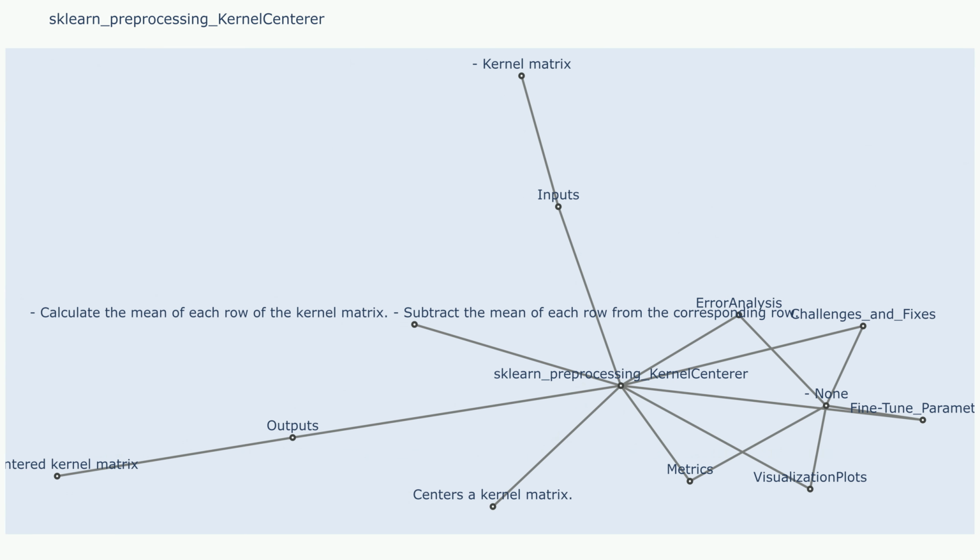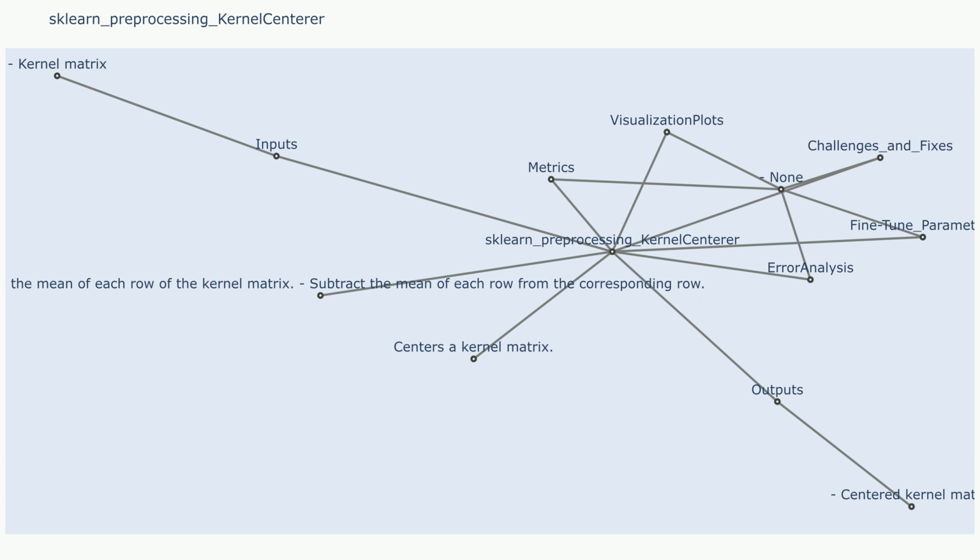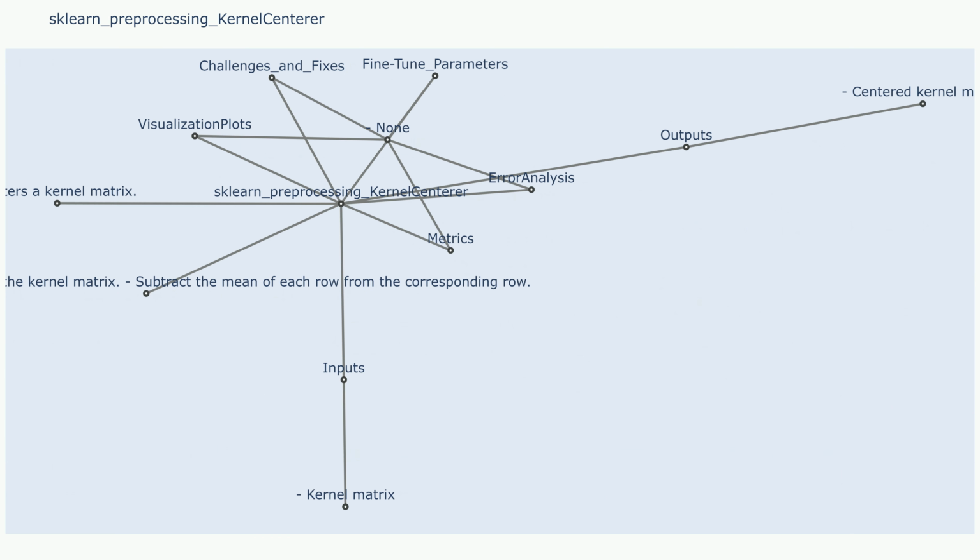Inputs: X, a NumPy array representing the kernel matrix. The kernel matrix is a square matrix where each element represents the similarity between two data points. Outputs: K, the centered kernel matrix. X is the original kernel matrix, but modified in place. This is useful for chained transformations.